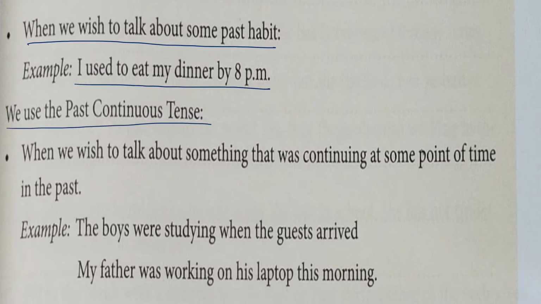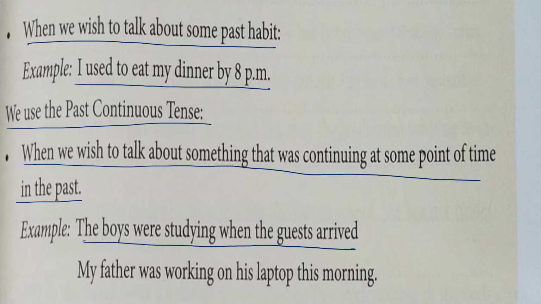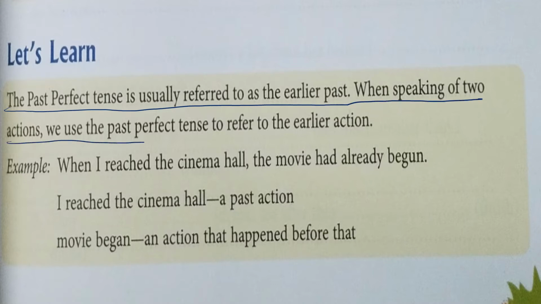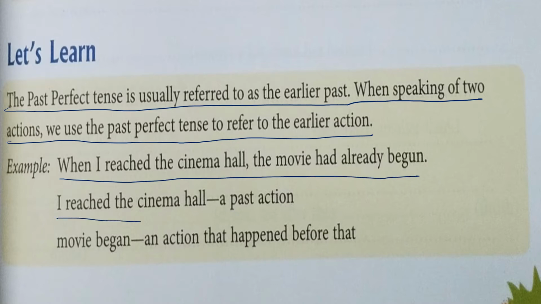We use the past continuous tense when we wish to talk about something that was continuing at some point of time in the past. Example, the boys were studying when the guest arrived. My father was working on his laptop this morning. The past perfect tense is usually referred to as earlier past when speaking of two actions. We use the past perfect tense to refer to the earlier action. Example, when I reached the cinema hall, the movie had already begun. I reached the cinema hall, past action; the movie began, an action that happened before that.